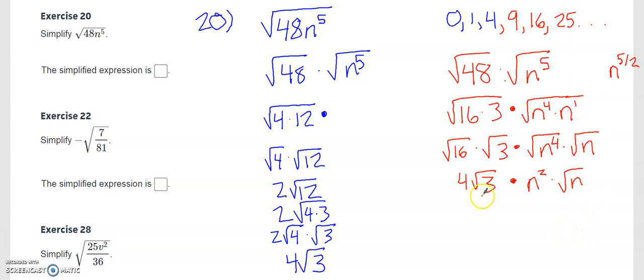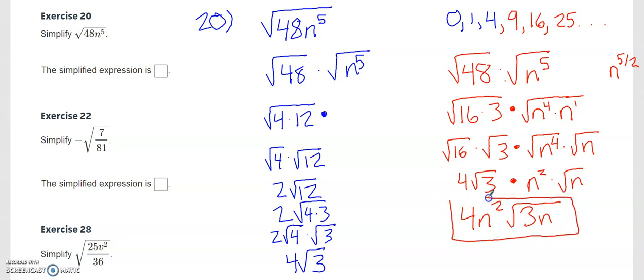Okay, now look at this mess. Well, using the commutative property of multiplication, we can put the factors which are not in square roots next to each other. So that's 4n squared. That looks a little nicer. And then if you have a square root of 3 times the square root of n, you can use the product property of square roots to put those under the same radical. So the radicand becomes 3n. And this is indeed as simple as the square root of 48 n to the fifth can be.